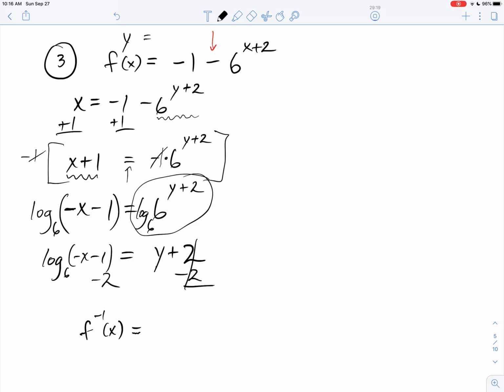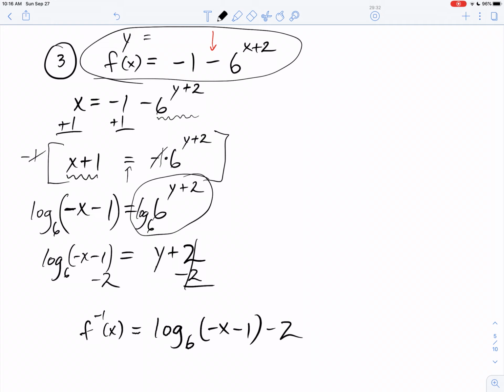And I get, well, let's write it in F inverse style. I get F inverse is log base 6 of negative x minus 1, minus 2. Bam. I started with this. I ended with this. Now this one, I'm telling you, would probably be kind of tricky to punch in on your calculator to check it. You'd have to be real cautious.